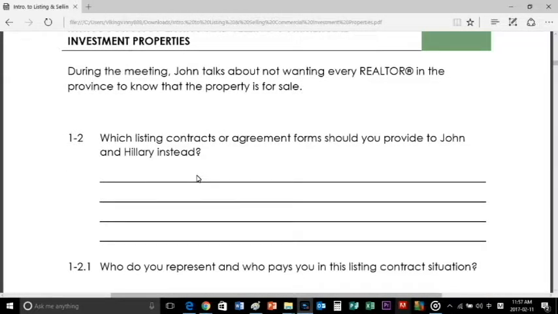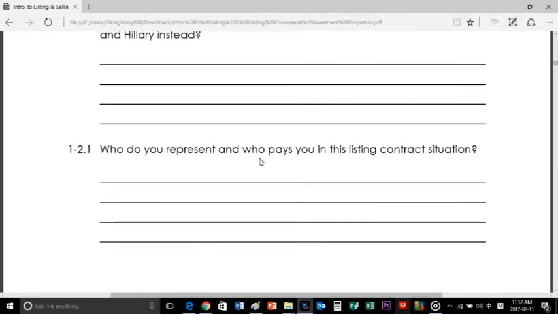During the meeting, John talks about not wanting every realtor in the province to know that the property is for sale. So 1-2, which listing contracts or agreement forms should you provide to John and Hillary instead, since he wants to keep it secret? And then we have 1-2.1, who do you represent and who pays you in this listing contract situation?